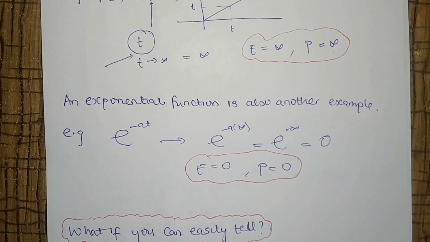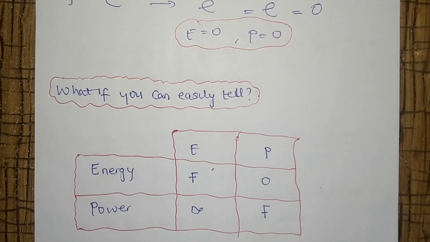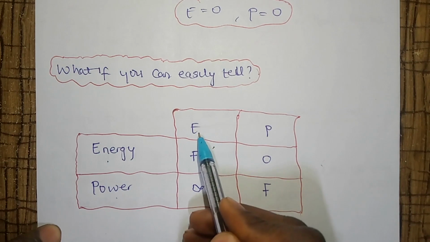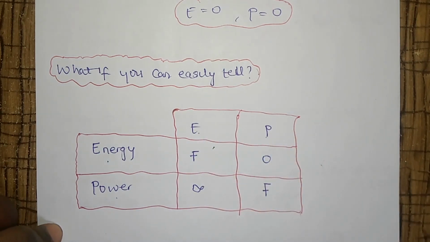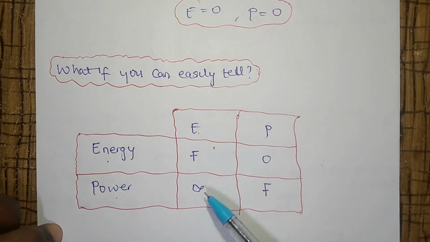Now there's something. What if you can't easily tell from a function you are given in an exam whether it is a power or energy signal? The first thing is to know this table very well. You write energy down, you write power down. You now write E, which stands for energy, and P, which stands for power. An easy way to remember this formula is that in alphabetical order we have the letter E, F, up to Z, which means infinity. You can think of infinity as Z, going to the last part.